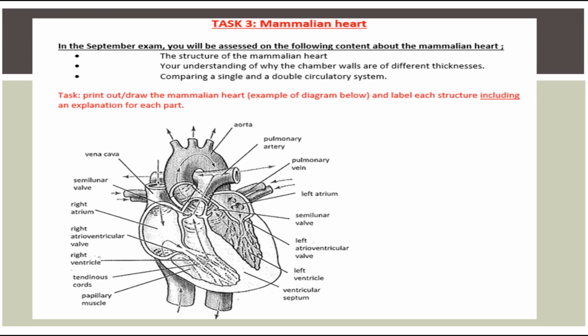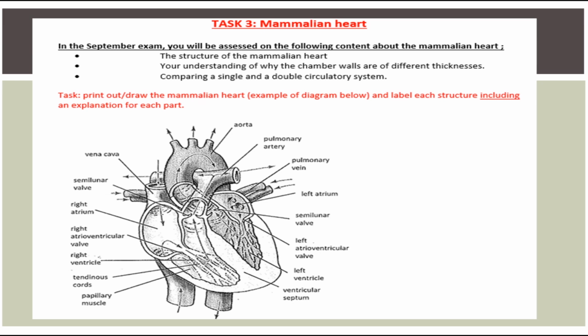So be able to define both of those types of circulatory systems. For this task, I'd like you to print out or draw the mammalian heart for this activity. An example of the diagram is below, and label each structure, including an explanation for each part of it. So say, for example, the aorta. Now the aorta, the description of its role is to transport oxygenated blood to the rest of the body.